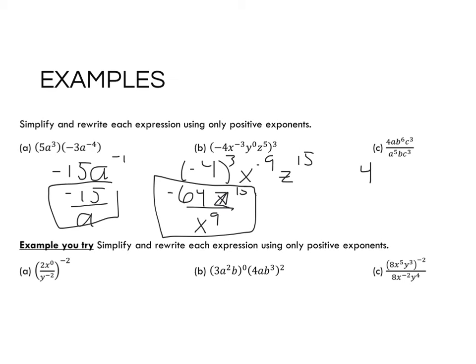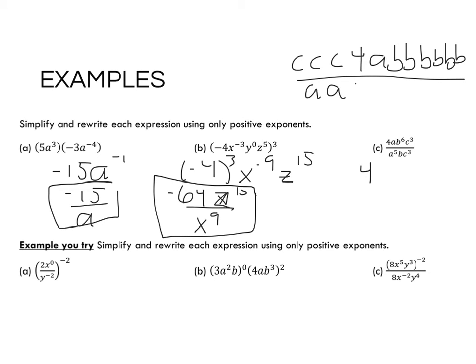The other thing that I will see students do is, if I know in the numerator I have 4a, b to the 6th means 6 b's, and c cubed is 3 c's, over our denominator 5 a's, 1 b, and 3 c's. And then they will recognize that they can cancel out 3 c's, 1 b, and 1 a.